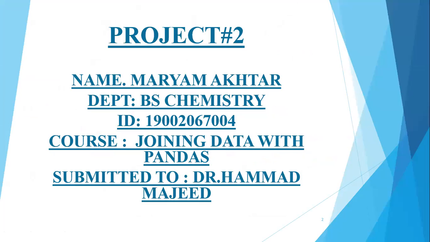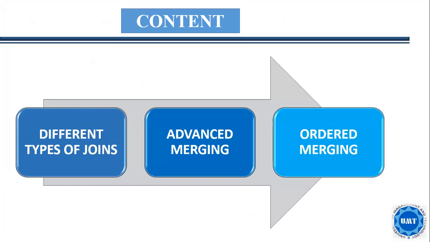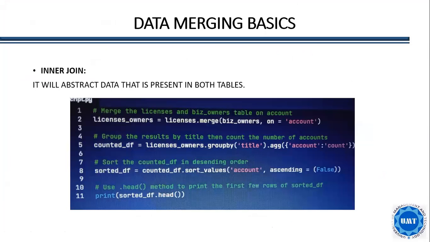And today I am here with another course, and this is of joining with Pandas. So let's have a glimpse on the contents. In this presentation, I'll discuss different types of join, in which I'll cover semi-join, anti join, advanced merging, and ordered merging. So let's talk about the joins one by one.